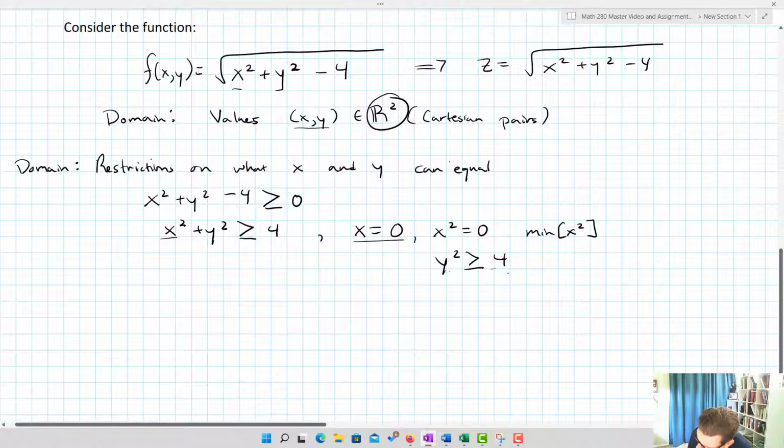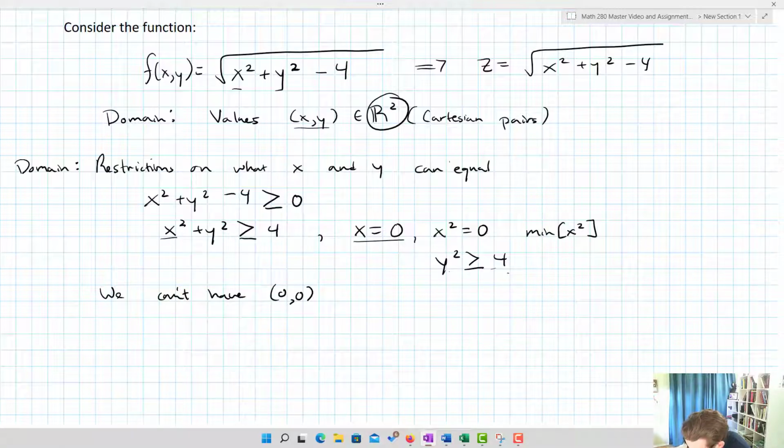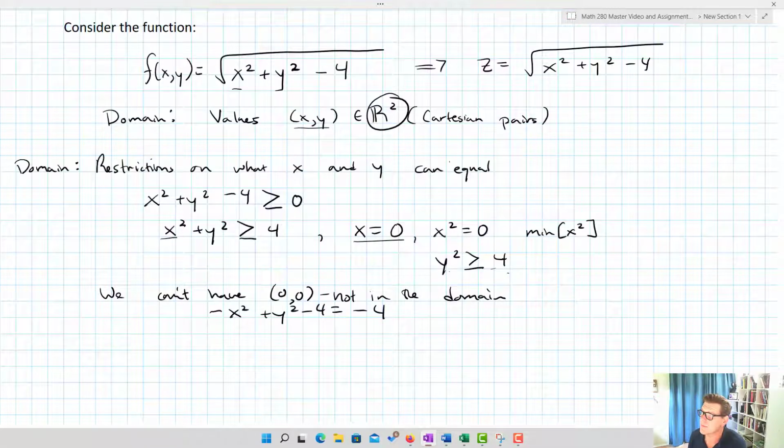Well, for example, we can't have 0, 0. So 0, 0 is not actually inside of this domain. So not in the domain. Because if we have 0, 0, that would give me x squared plus y squared minus 4 equals negative 4, and we'd have an undefined function in the real numbers. So we can't have that.